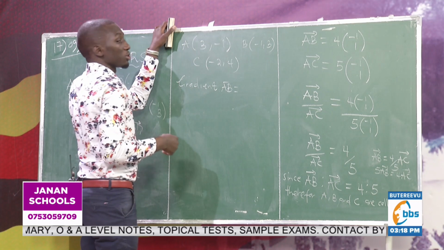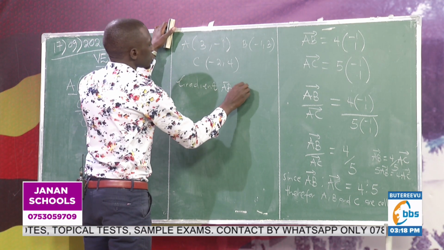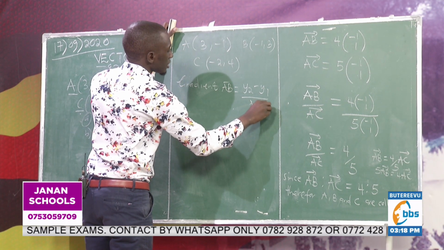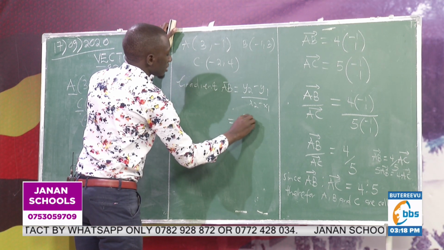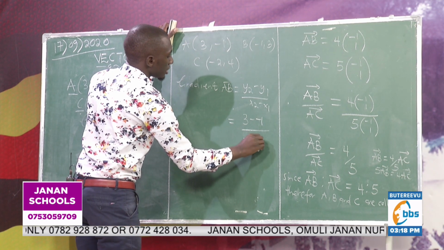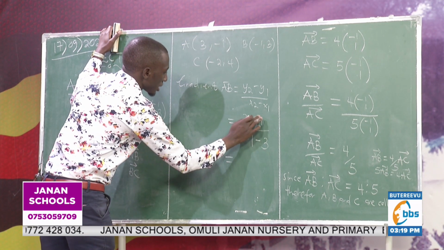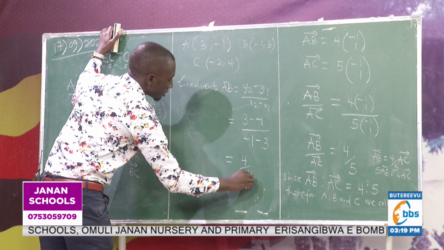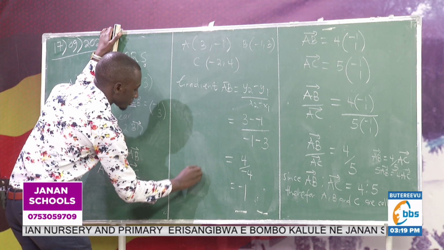So we have to get gradient, changing y after changing x. I talked about that last time. So I'll get y2 minus y1 out of x2 minus x1. So if I use this, 3 minus -1, and also I can have -1 minus 3 for the values of x. So this will give me a 4, then divide by -4, which will give me -1. So you are seeing the gradient of AB.